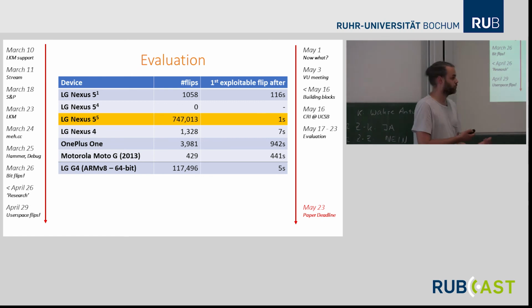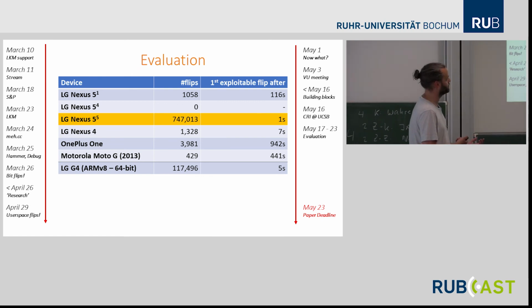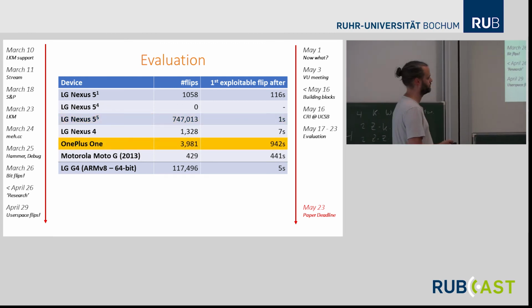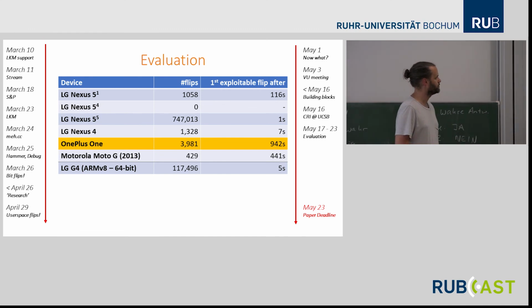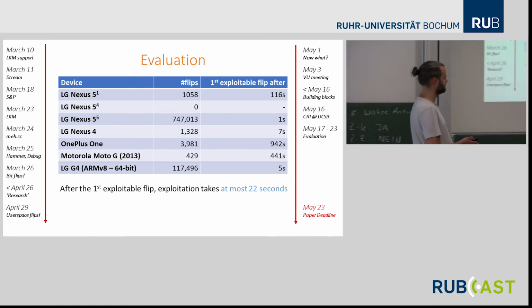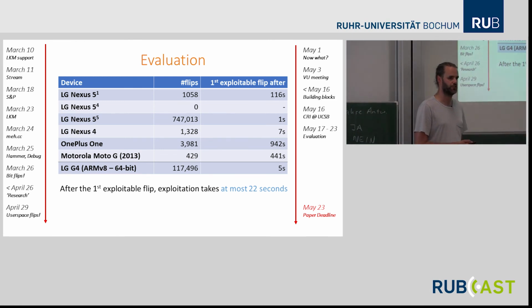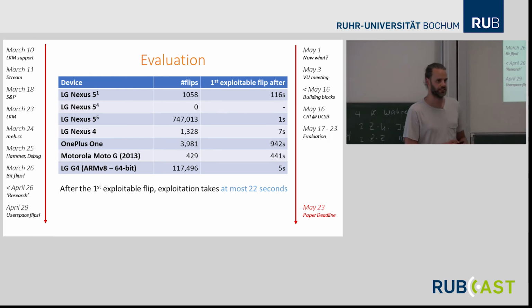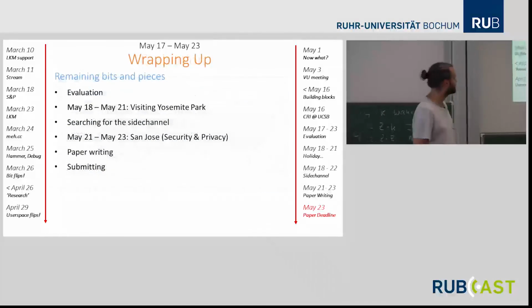Not every bit flip is exploitable. Sometimes we find the first bit flip that we can actually exploit after 1 second, but then sometimes it will take 50 minutes before we find the first bit flip that is usable. In general, we found that once we have this first bit flip, the rest of the exploit will take 22 seconds. So the largest part of the attack is spent in finding bit flips.